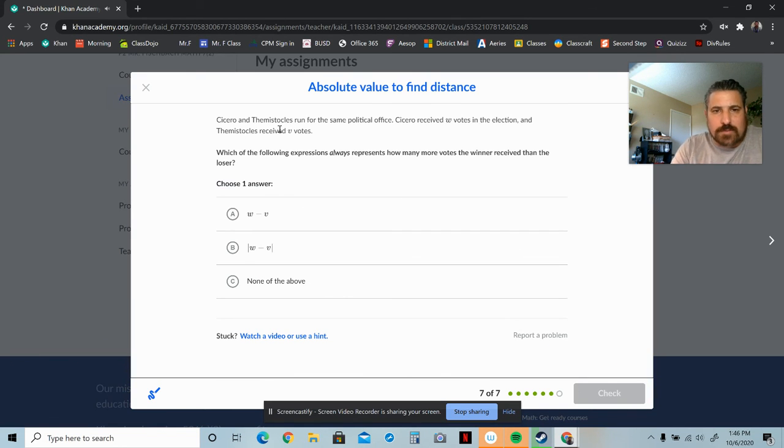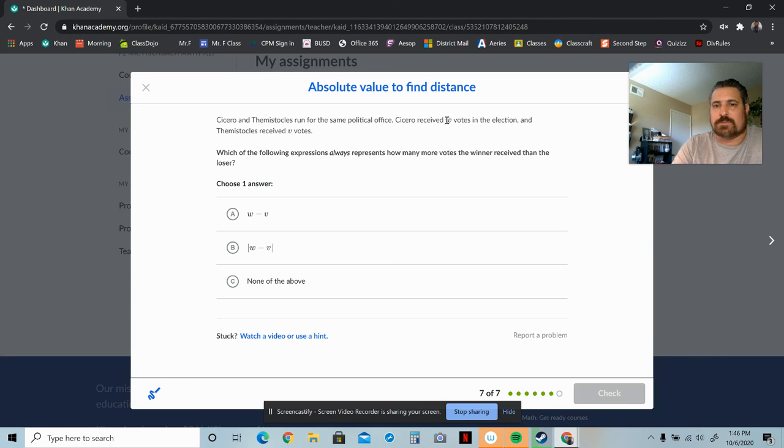Cicero and Themistocles run for the same political office. Cicero receives W votes in the election and Themistocles received V votes. Which of the following expressions always represents how many more votes the winner received than the loser? So it doesn't matter which one's which, right?